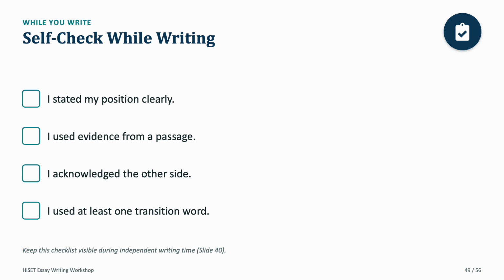Keep this checklist beside you while you write. Ask yourself, did I state my position clearly? Did I use evidence from a passage? Did I acknowledge the other side? Did I use at least one transition word?